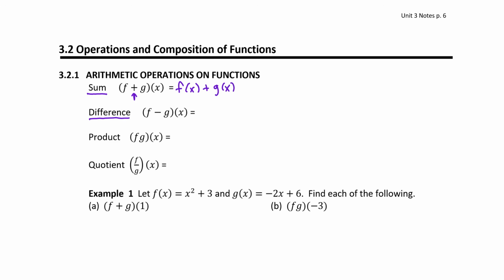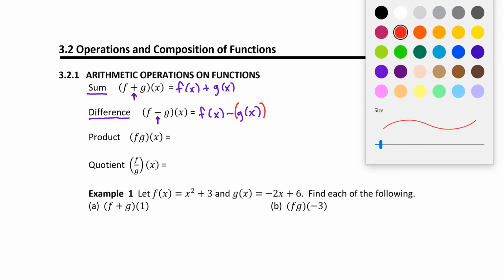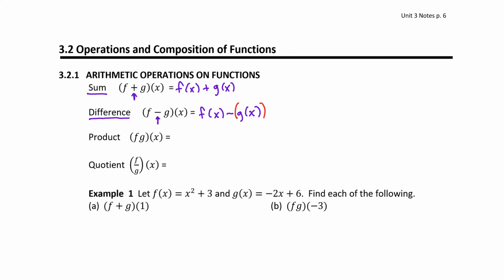The difference of 2 functions is denoted f minus g of x. We will expand this as the function f of x minus the function g of x. Now, on this particular operation, if your second function has more than one term, be sure to enclose that in a set of parentheses so that you correctly distribute the negative.